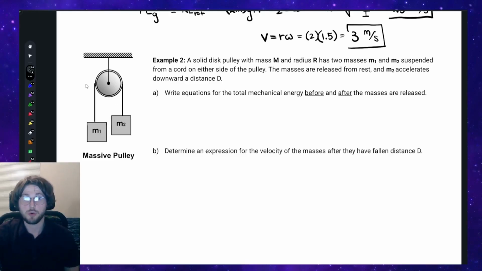Now we're going to move on to another familiar setup. Our next example here has to do with the Atwood machine yet again. This time we're going to be applying energy to it.